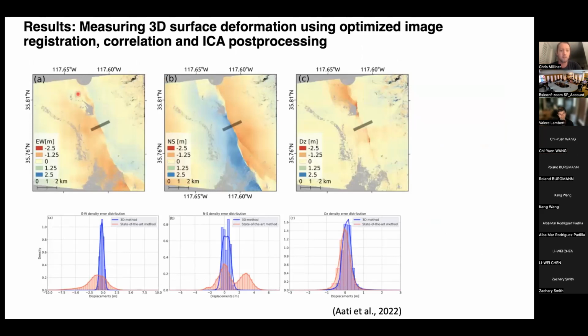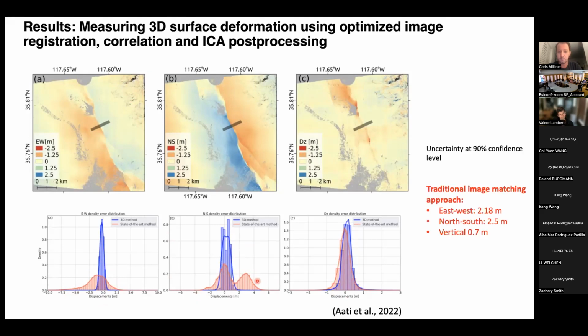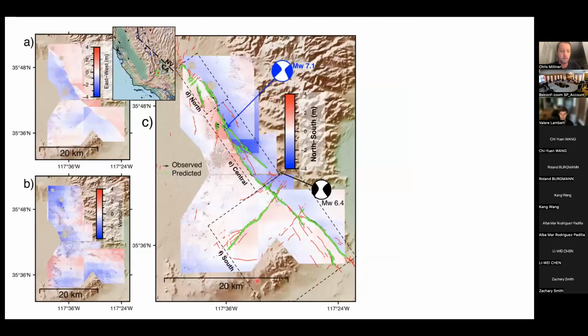And this is an example of the result for one of the images for Ridgecrest. This is the east-west, the north-south, and vertical component of motion. This is the surface rupture here. The red line is the error distribution for a far-field stable region using the traditional approach for each component of motion, and the blue is our distribution. You can see we have a much tighter distribution, and we don't have this bimodal distribution because we're removing those geometrical artifacts. So we can reduce the noise by about a factor of 2.5 or almost 3.